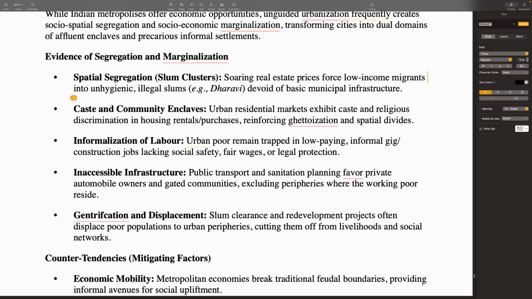Informalization of labor. Urban poor remain trapped in low-paying informal gig and construction jobs, lacking social safety, fair wages, or legal protection. Inaccessible infrastructure. Public transport and sanitation planning favor private automobile owners and gated communities, excluding peripheries where the working poor reside. Gentrification and displacement. Slum clearance and redevelopment projects often displace poor population to urban peripheries, cutting them off from livelihood and social networks.